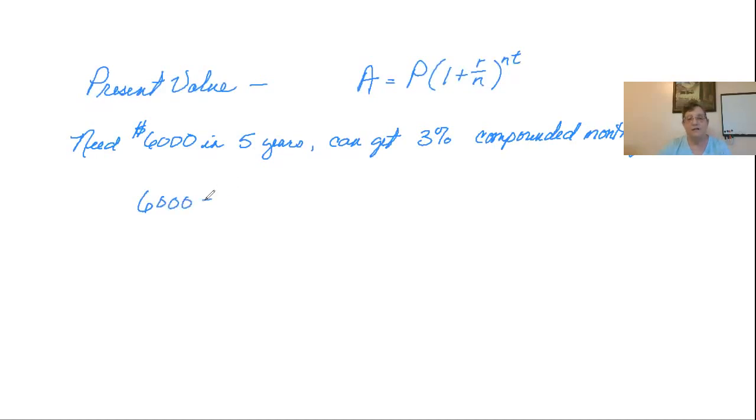So we're going to end up with 6,000. We don't know the principal. It's 1 plus the interest rate. I always change that to a decimal. Compounded monthly. So that'll be 12 times 5.